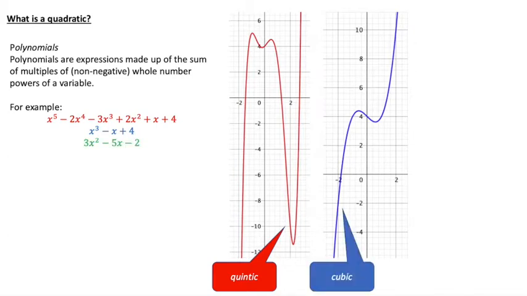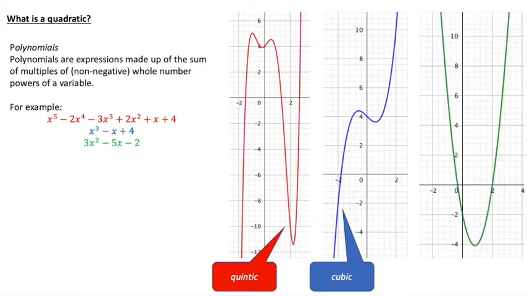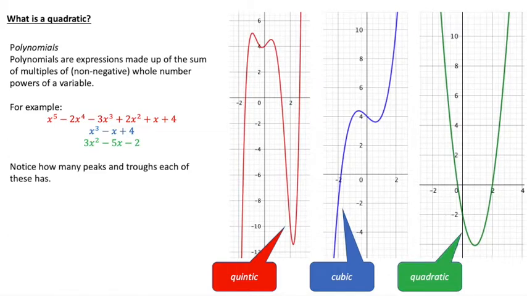And then we have our old favourite 3x squared minus 5x minus 2, which is of course a quadratic and looks something like that. And notice how many peaks and troughs each of these has. If we look at the quintic, we've got 2 peaks and 2 troughs, so 4 peaks and troughs altogether. The cubic has 2 of them, 1 peak, 1 trough, and this quadratic has 1 trough.